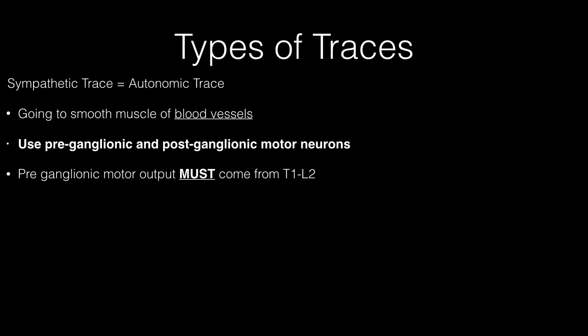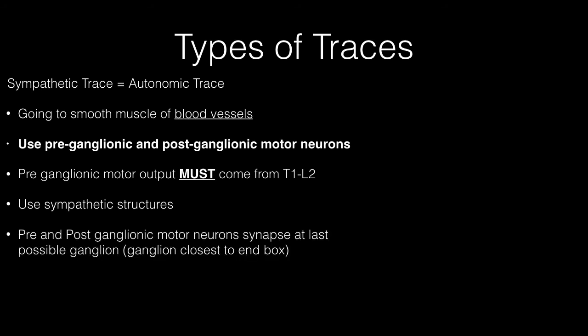And again, those have the two communicating rami. But when you draw the preganglionic motor neuron, its cell body has to be up at that level. It can't come out of anywhere else. We're going to be able to use sympathetic structures, which means a sympathetic trunk, the communicating rami, and those sympathetic splanchnic nerves. The pre and post ganglionics are communicating with each other, and that communication or that synapse is going to happen at the last possible ganglion, or the ganglion closest to the box we're trying to end in. And that will make sense when we get into this.